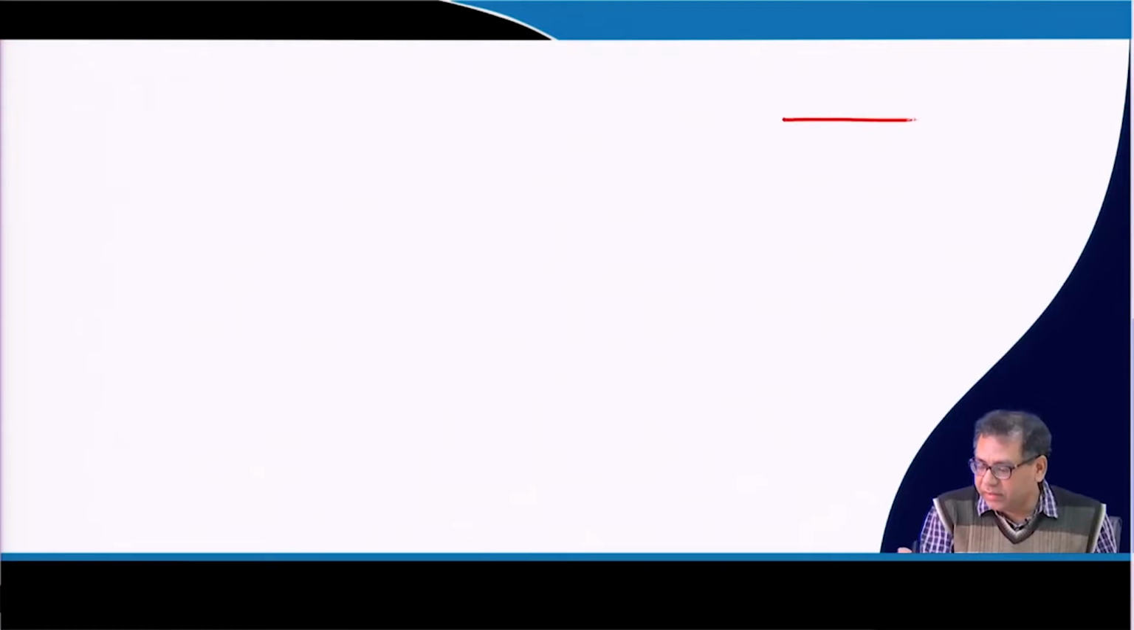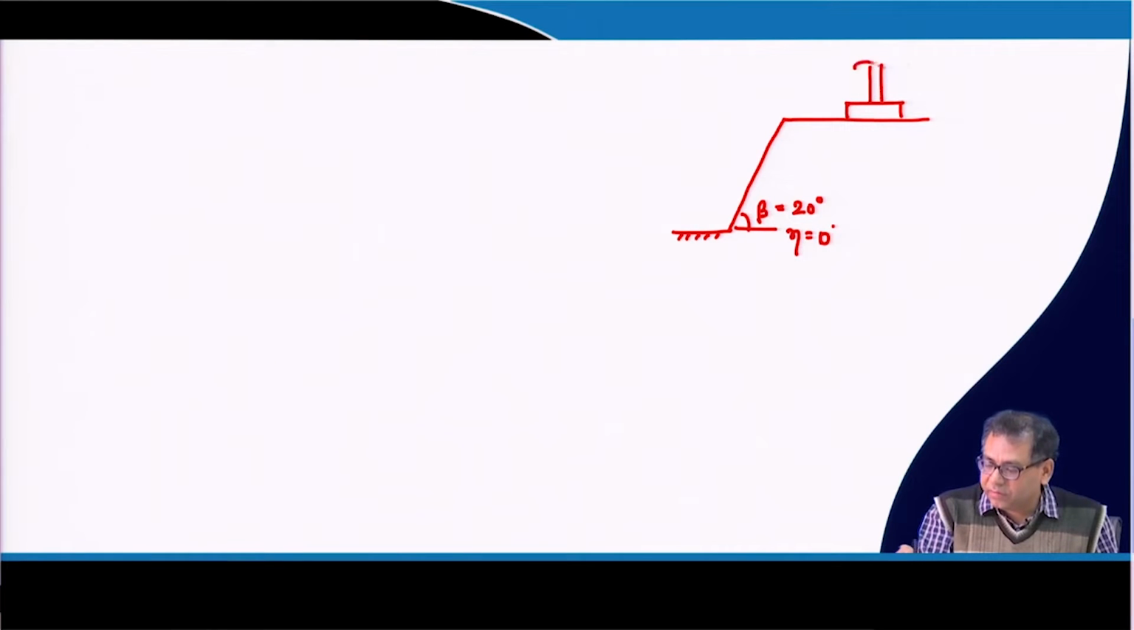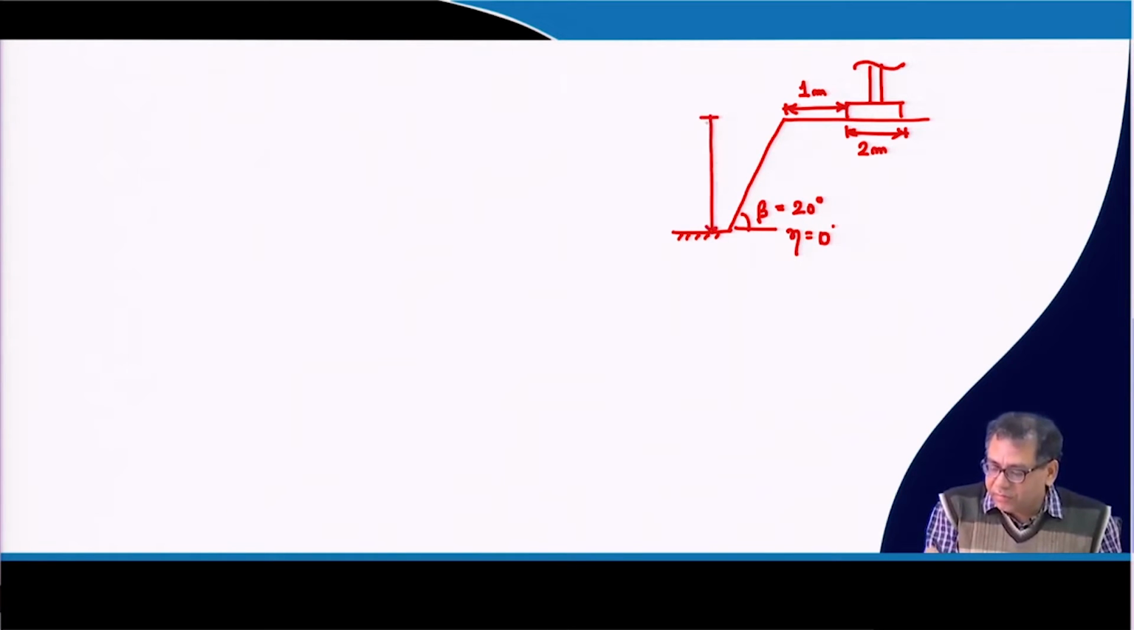which is on the slope. So, here it is on the surface of the slope. Okay. So, beta value is given 20 degree, but here the eta is 0 degree, because it is not the inclined base, but the foundation is on the surface of the slope, and the width of the foundation is say 2 meter, and the distance from the slope edge to the foundation edge is 1 meter. Okay. Height of the slope h is 6 meter.